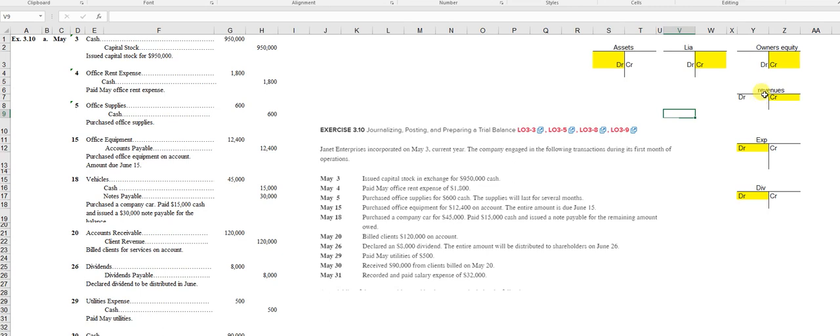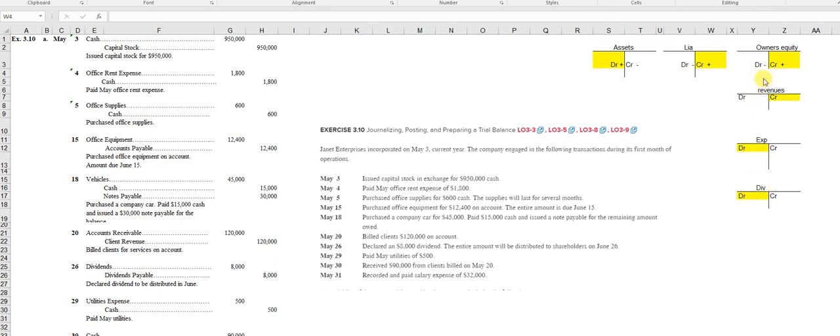So if you recall, the more revenues I have, the more owner's equity I have. This is kind of important: the yellow side is the positive side. The more expenses I have, the more owner's equity goes down. So in this case, this is my decrease side. Okay, so let me pause and put in my increase and decrease. The more revenues I have, the more owner's equity goes up. The more expenses I have, the more owner's equity goes down.